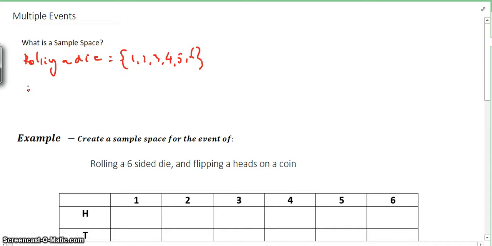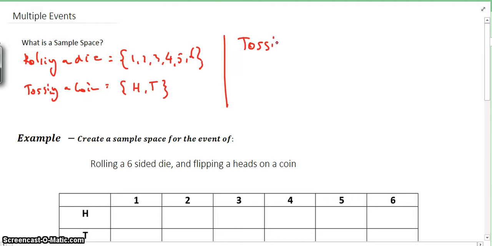If I was going to ask you the sample space for tossing a coin, the sample space for this one would be heads or tails. Okay, so it's all relatively simple at this stage, but what happens if you have multiple events? And by multiple events, I mean, what's the sample space you could get for tossing, I do apologize, tossing two coins.